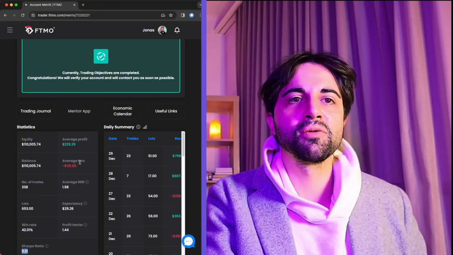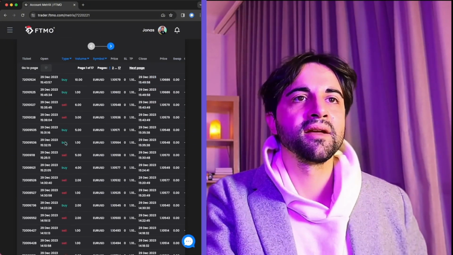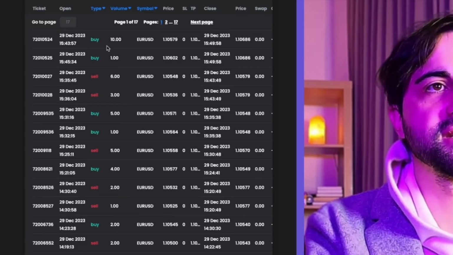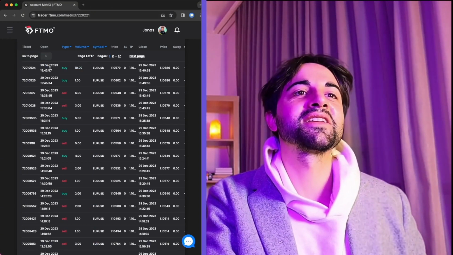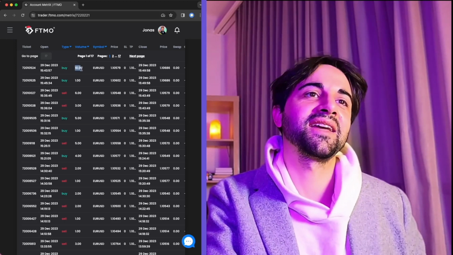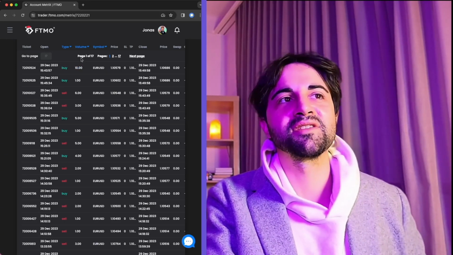Alright guys, so basically that is it. We can look down here. I traded Euro USD, basically kept the lot size very consistent. Only this trade here, I'm not really happy about that. This was on the 29th, the market was not moving at all, so I had to get a little bit of a bigger lot size, which I normally don't do, to pass this FTMO challenge.